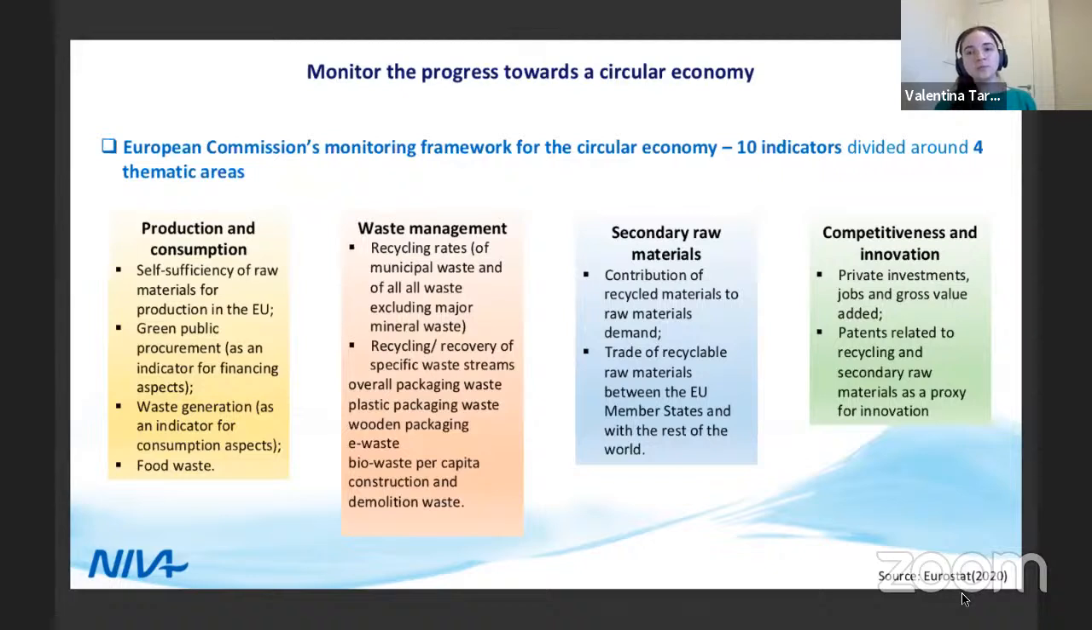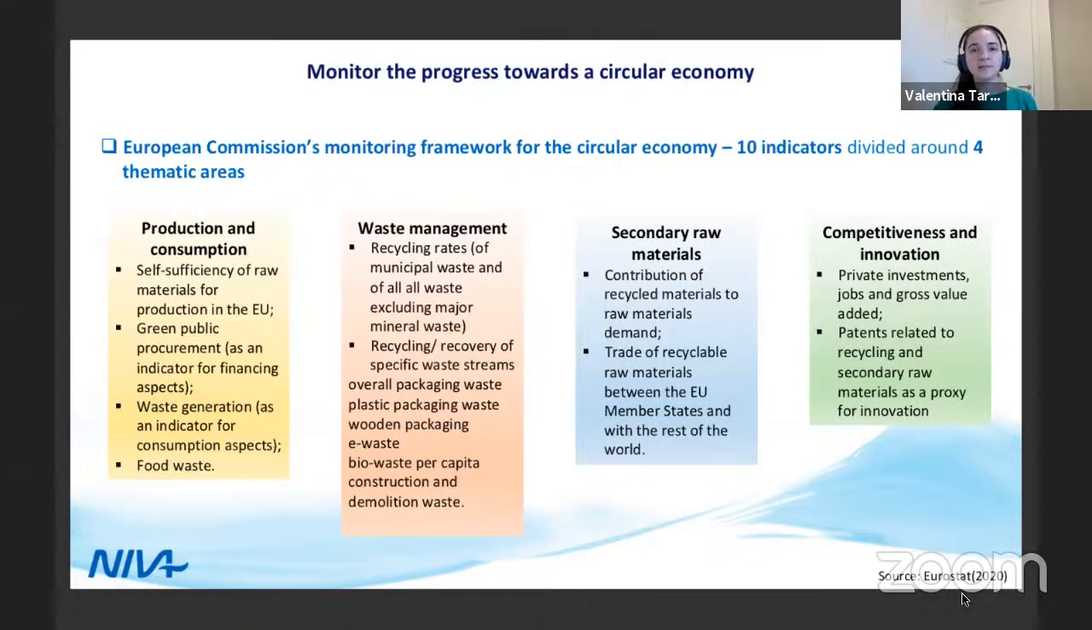In the longer term, this transition may contribute to increasing the EU self-sufficiency of selected raw materials for the production in the EU, and as a matter of fact, this is also one of the indicators considered under this theme. Green public procurement, along with waste generation, and here there are different sub-indicators for different waste streams, are the other indicators in the category.